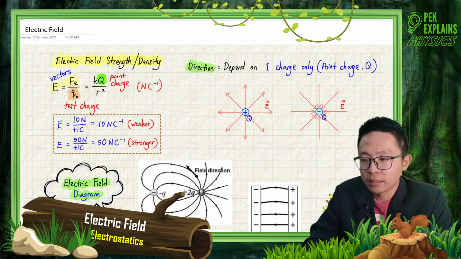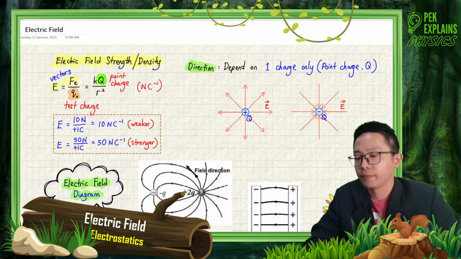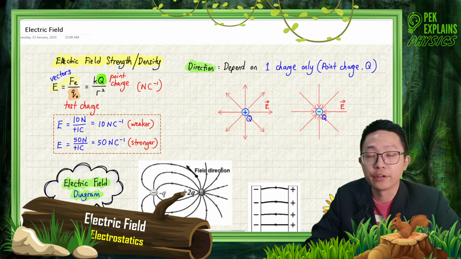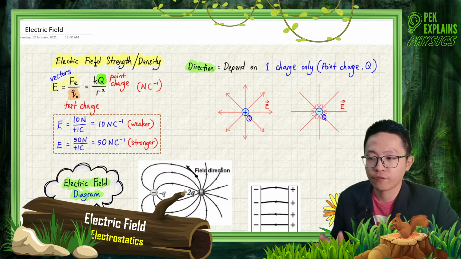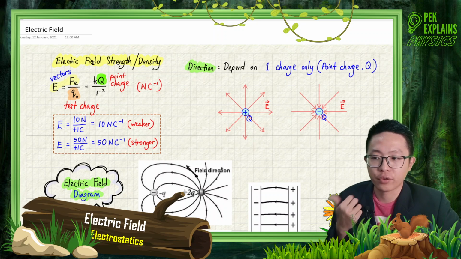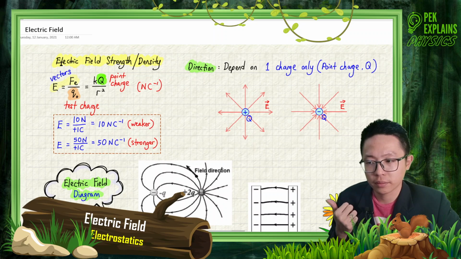Okay, now let us learn about electric field. So what is electric field strength? Electric field strength has three names. It's either electric field, or some people call it electric field strength.